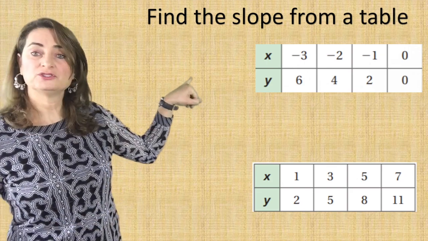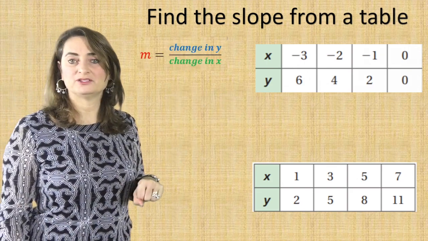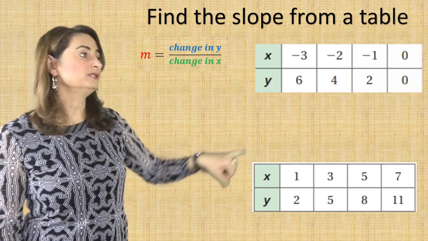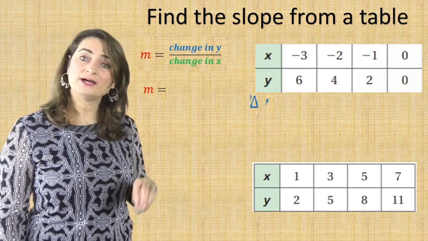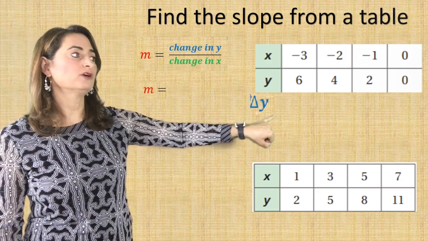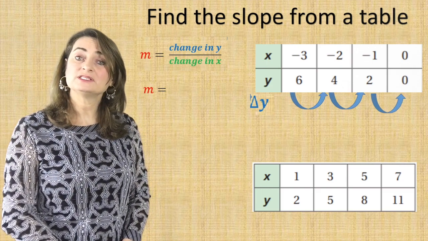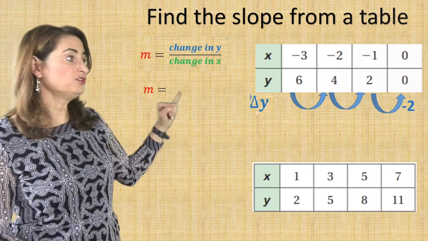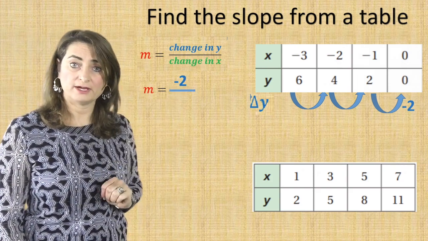The easiest equation to use to find the slope from a table is the change in y divided by the change in x. And if you remember, we said the change in y is delta y. So delta y means the change in y. Let's look at the table and see how the value of y changed from 6 to 4 to 2 to 0. It decreased by 2. So the change in y is negative 2. You always start with the y first because it's the vertical line.